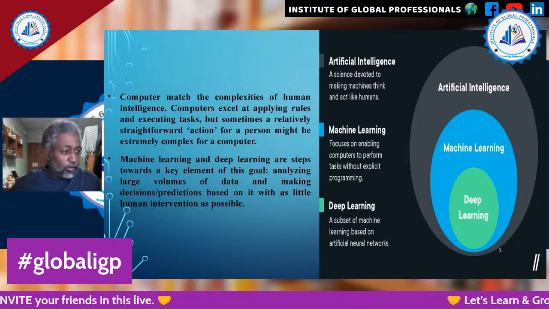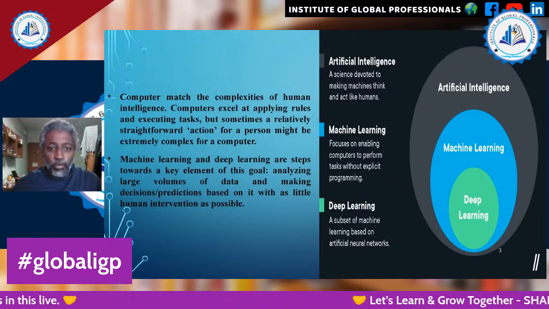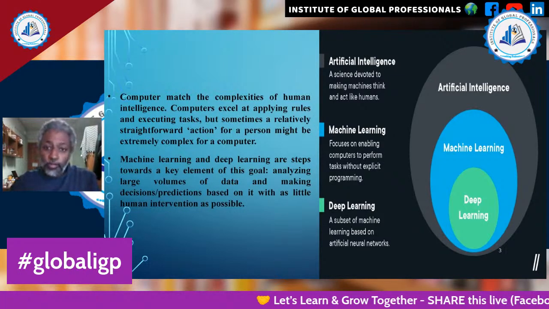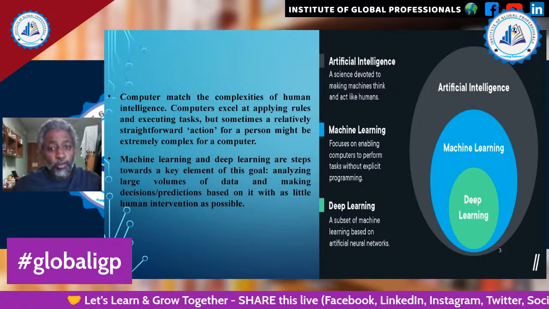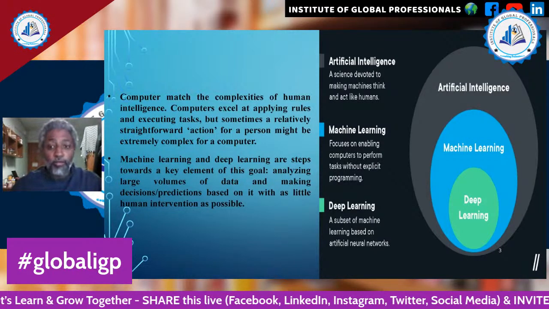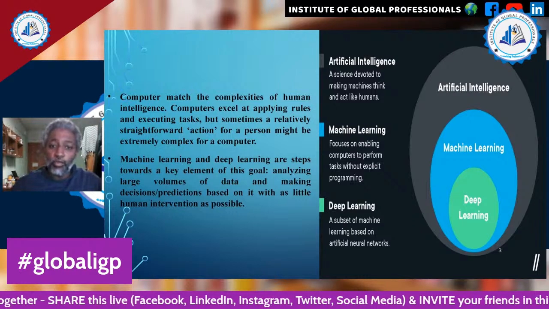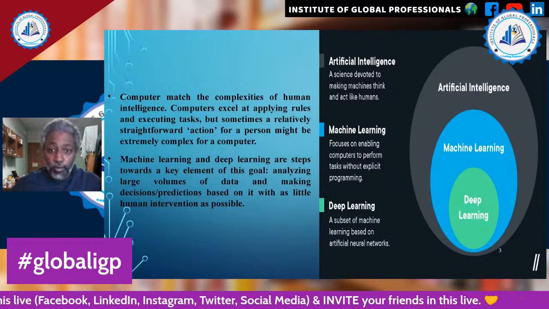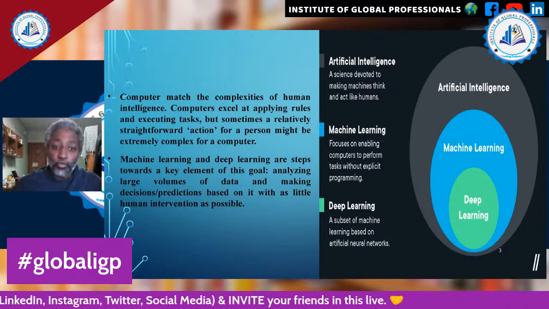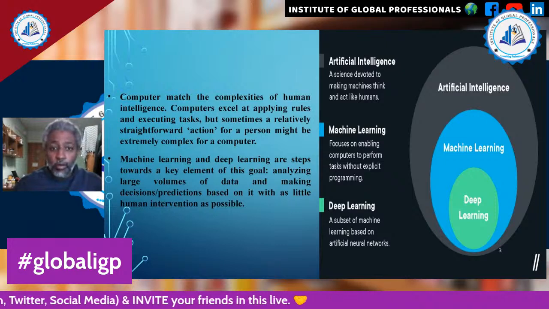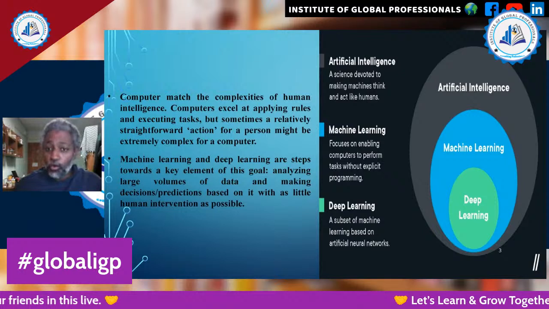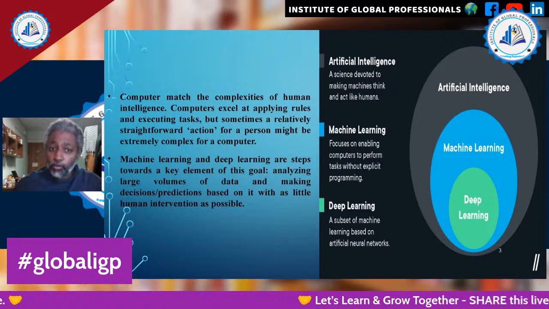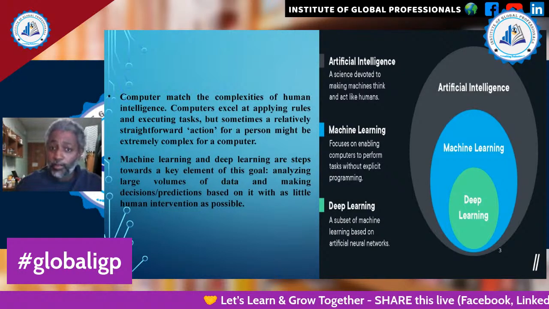The last is reinforcement learning, which is a machine learning training method based on rewarding desired behaviors or punishing undesired ones. In general, a reinforcement learning agent is able to perceive and interpret its environment, take actions, and learn through trial and error. In supervised learning and unsupervised learning, there is no consequence to the computer if it fails to properly understand or categorize data.